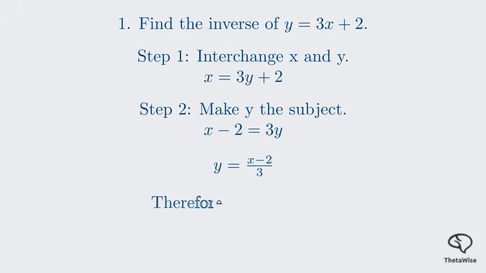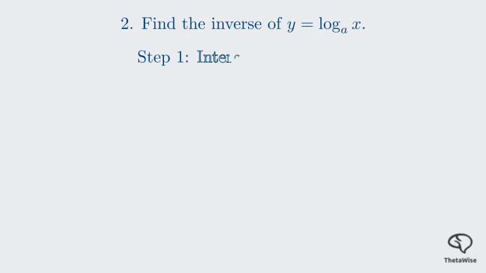We write it using the correct notation. f inverse of x equals the quantity x minus 2 over 3. Now let's find the inverse of the logarithmic function y equals log base a of x. Swapping x and y gives x equals log base a of y. To solve for y, we need to convert this logarithmic equation into an exponential equation.